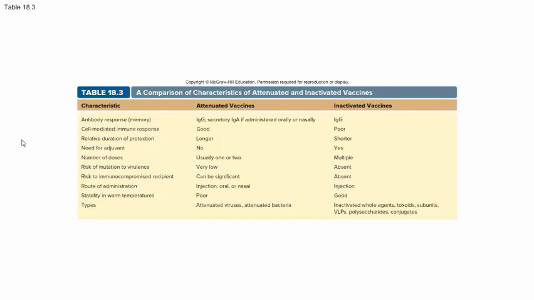Sometimes what they'll do is lyophilize the vaccine, so they'll basically freeze dry it. And when it's needed, they will add sterile water to it to activate it and then make it an injectable formulation. Some of the other terms that you need to know about are herd immunity.